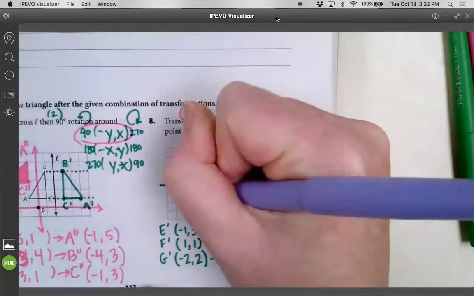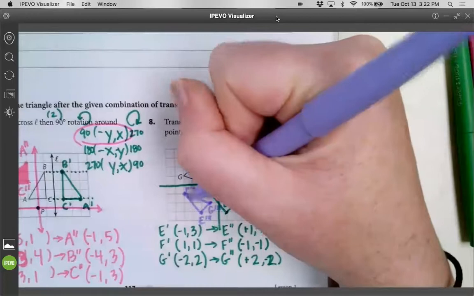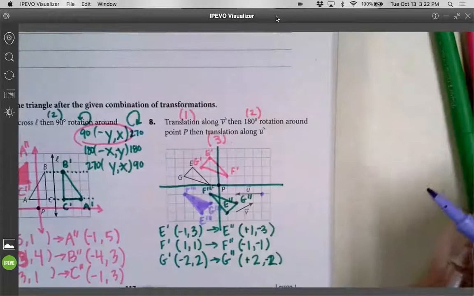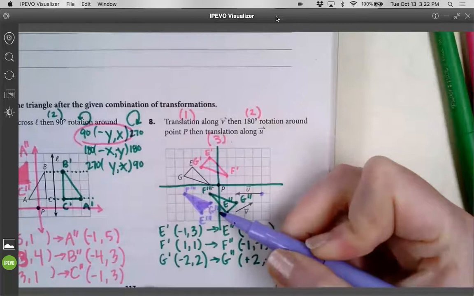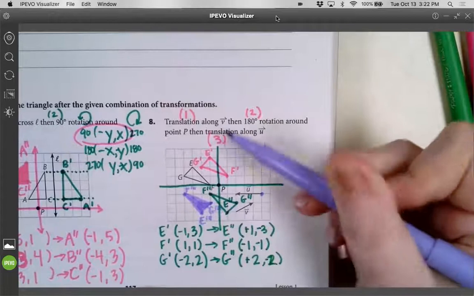And I know it's really awkward looking to write triple prime and to keep stacking those apostrophes out there, but you can stack those as many deep as you need to. We did 3 transformations. We have 3 prime marks back there. That should always match. So F triple prime, E triple prime, and G triple prime indicates that we have done 3 transformations to our original points E and F and G.